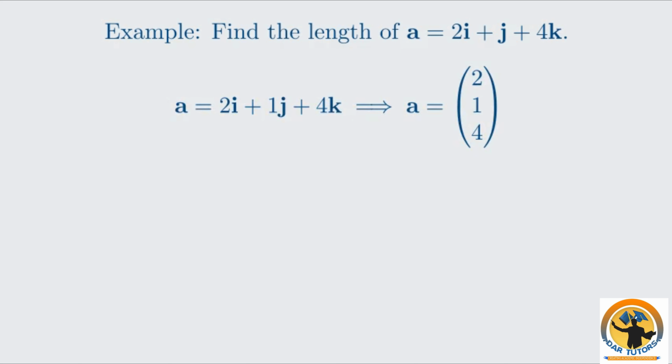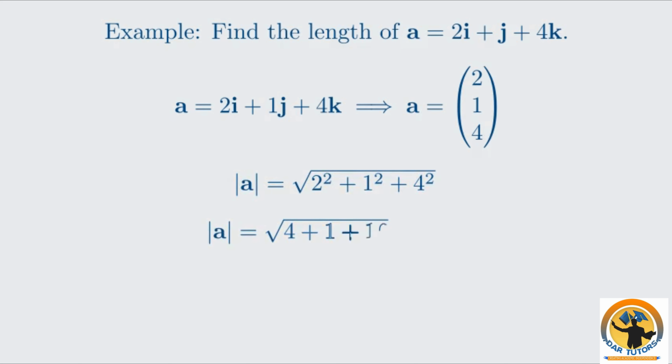Now we can apply the magnitude formula. The magnitude of A is the square root of the sum of the squares of its components. That's the square root of 2 squared plus 1 squared plus 4 squared. Calculating the squares, we get 4 plus 1 plus 16, which sums to 21. Therefore, the magnitude of vector A is the square root of 21 units. This process is the same whether the vector is given in unit vector form or component form. You just need to identify the components correctly.